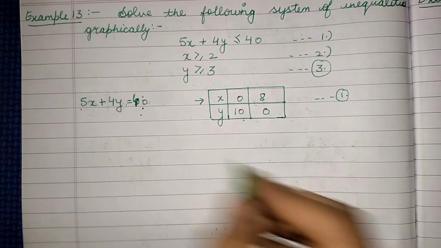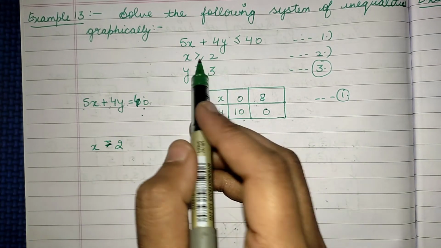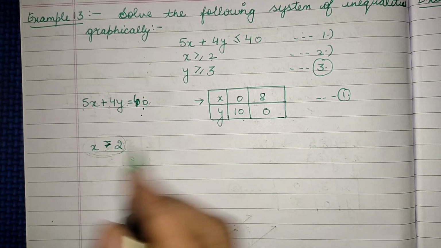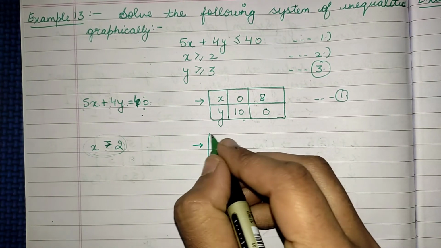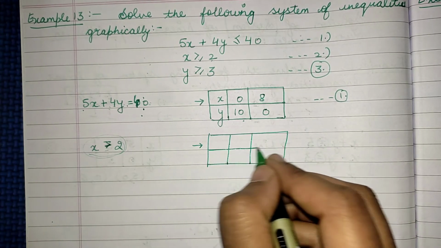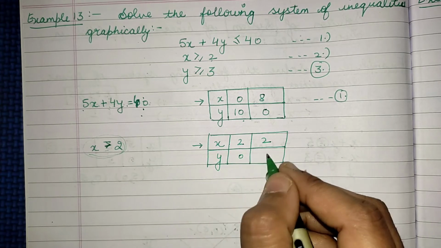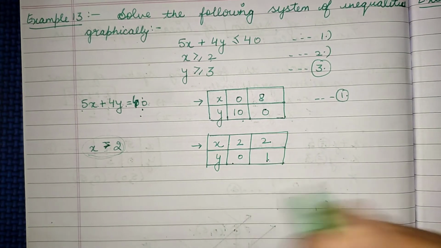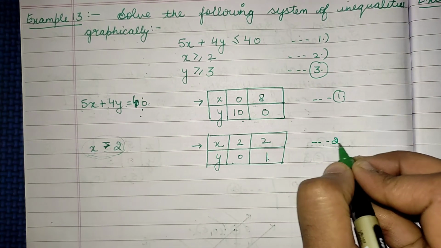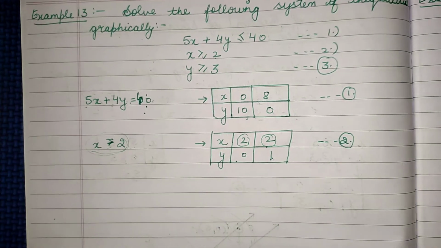This is my first equation. Then my second equation is x is greater than or equal to 2. So forget about the greater than symbol: x is equal to 2. What does x equal to 2 mean? It means that whatever the value of y, 0, 1, minus 1, minus 2, minus 5, minus 7, our x will always be equal to 2.